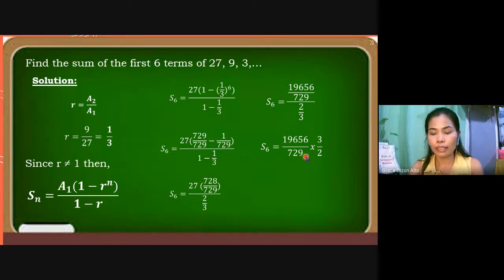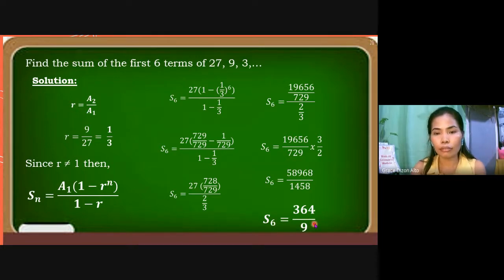So multiplying that, we can use our calculator, or we can use the manual method of solving for that. And we get 58,968 over 1,458. Simplifying that, we get the answer 364 over 9. This will now be the sum of our 6 terms, which starts with 27, and the common ratio is 1/3. So it will happen to be a longer solution if we have a fraction as our common ratio, because we have to take every step in solving for the fraction and then another step in division with complex fractions.